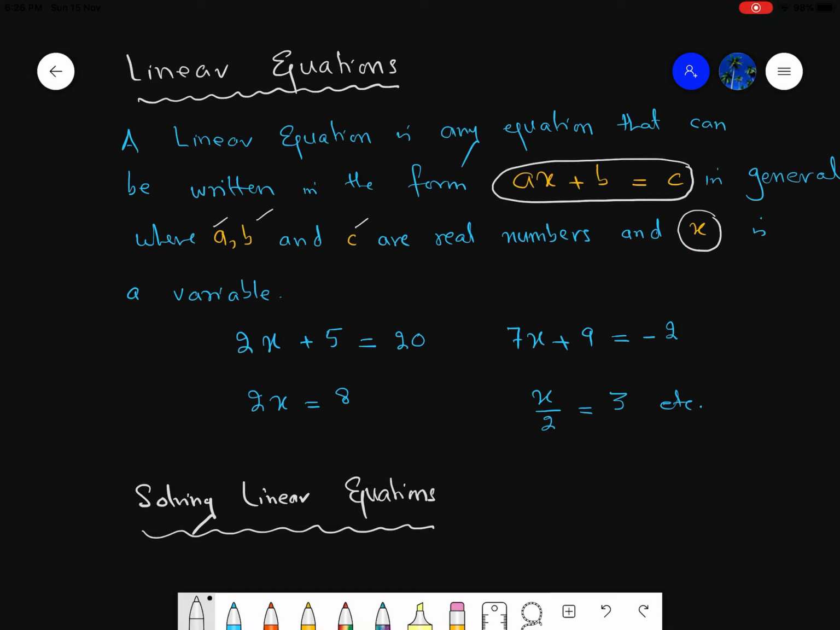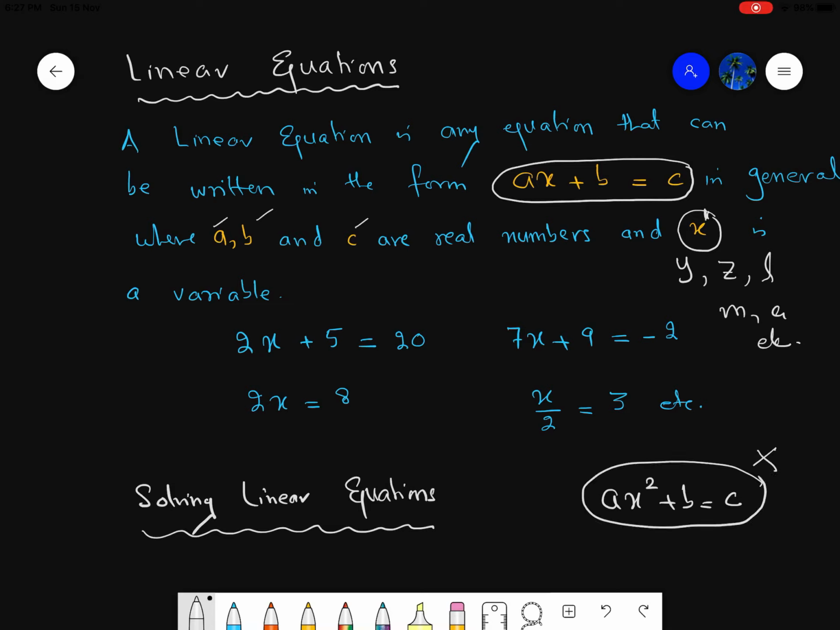Now, it is not necessary that the variable is always x. We can use letter y or z or l, m, a, etc. So any alphabet can be used as a variable, but in general, we take x as a variable in a linear equation. The other quality of a linear equation is that x always has a power of 1. You will never find an equation ax square plus b is equal to c called a linear equation. So this is not a linear equation, rather it is called a quadratic equation, which we will study later.